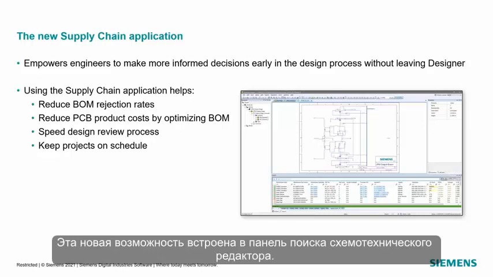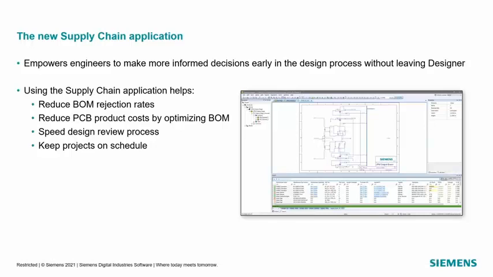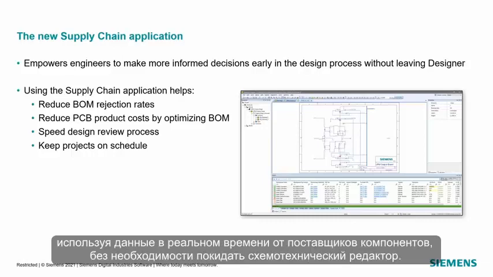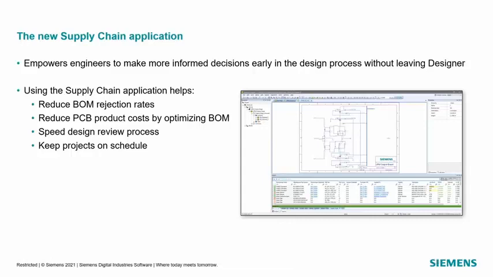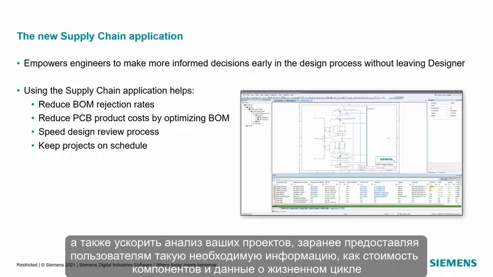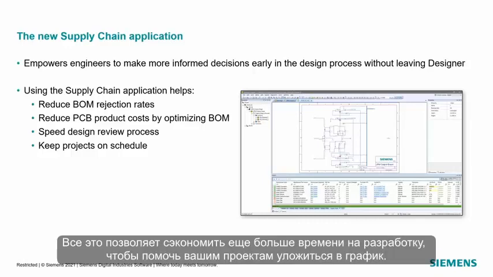This new capability is embedded in the Designer search panel. It allows users to make informed decisions about component selection by using real-time data from component suppliers without ever needing to leave Designer. Taking advantage of this application will assist users in reducing BOM rejection rates and PCB production costs, as well as speed up your design reviews by giving users valuable information, such as component cost and lifecycle data up front. All this adds up to time saved in the design process to help keep your projects on schedule.